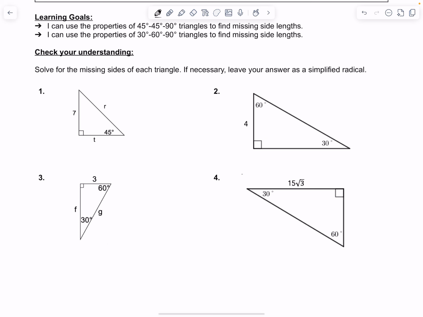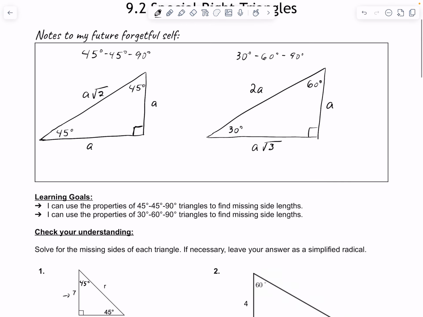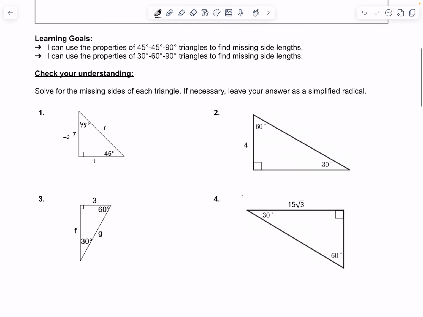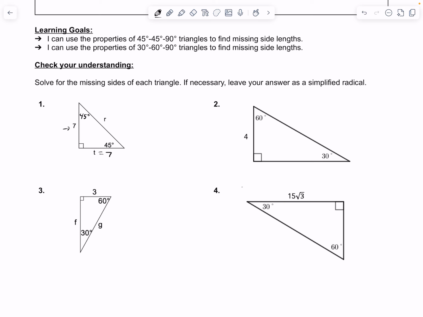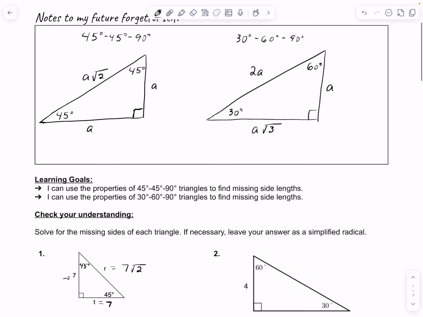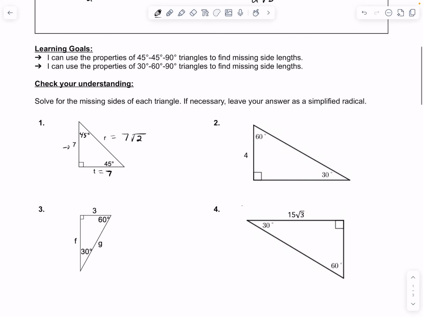All right. So this first one, we know if that is 45, this is also 45. You'll notice the side length for one of those is given, which is 7. And referring back to our notes up here, for 45, 45, 90, you'll notice that the side lengths are the same. So T is going to be equal to 7. For the hypotenuse, R, that's going to be equal to 7 times the square root of 2, right? Refer to your notes if you need to. All right, so that's it for the first one.